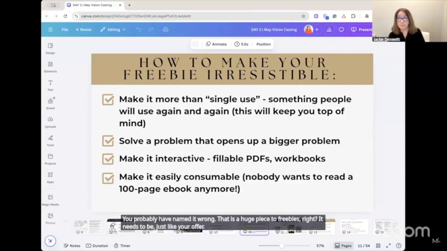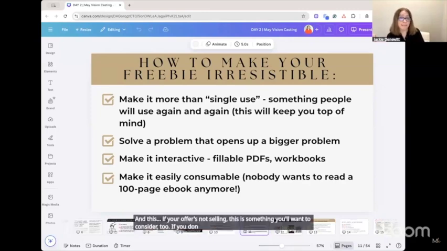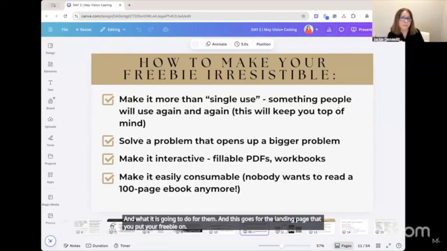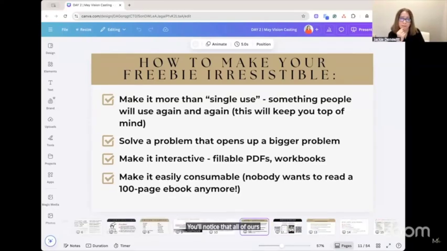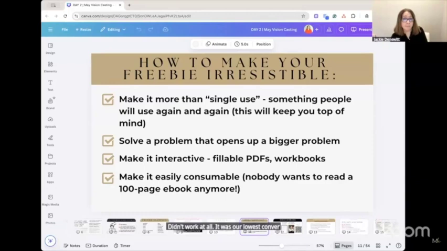If your offer's not selling, this is something you'll want to consider too. If you don't name things in a way that people can easily tell what it is and what it is going to do for them, and this goes for the landing page that you put your freebie on. I remember it might have been last year, we had someone come into the business and try to convince us that we needed a mile-long landing page for a freebie. Didn't work at all. It was our lowest converting opt-in page.